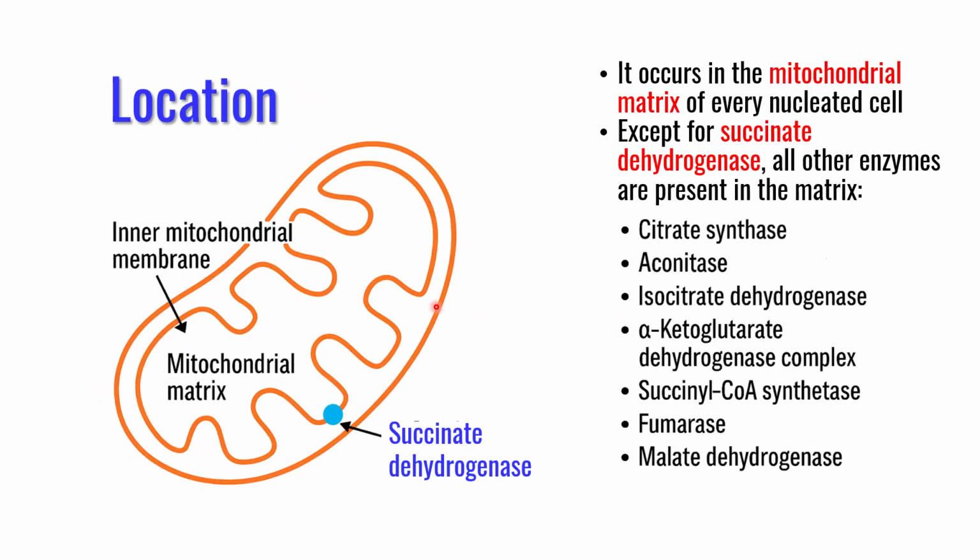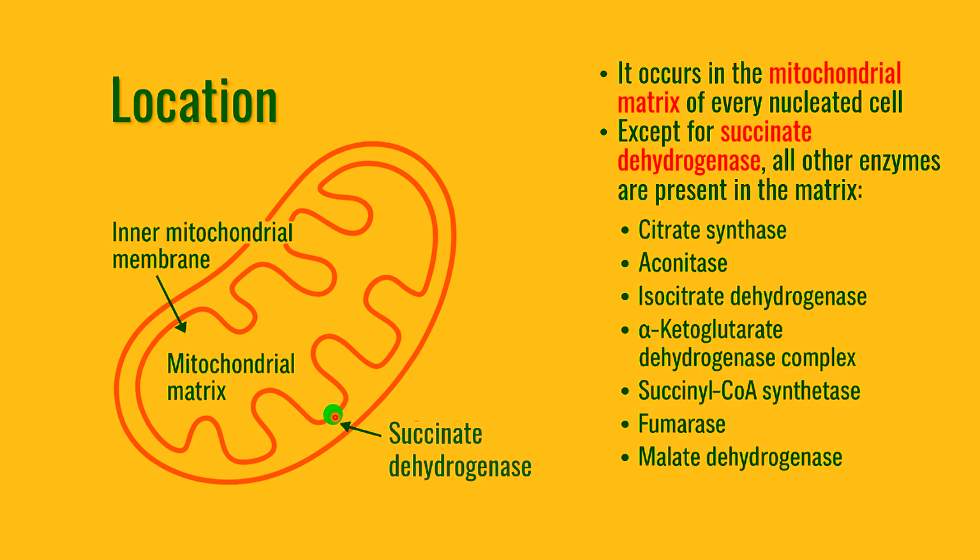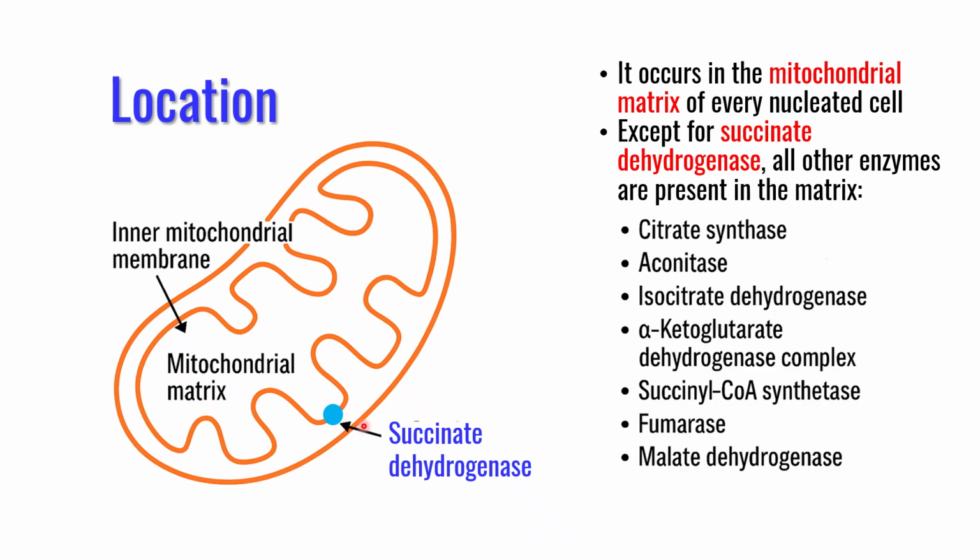Let us explore the location of TCA cycle. It occurs in the mitochondrial matrix of every nucleated cell except for succinate dehydrogenase, which is present in the inner mitochondrial membrane. All other remaining enzymes are present in the matrix, including citrate synthase, aconitase, isocitrate dehydrogenase, alpha-ketoglutarate dehydrogenase complex, succinyl-CoA synthetase, fumarase, and malate dehydrogenase.